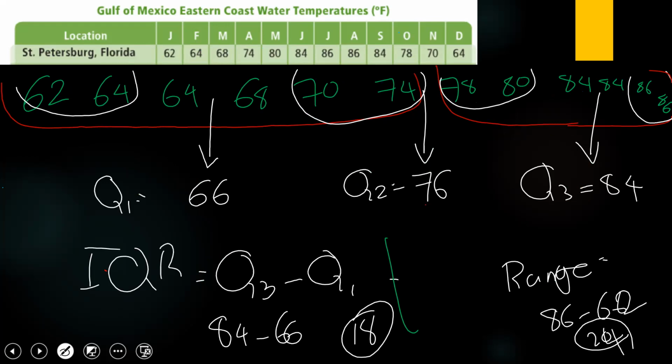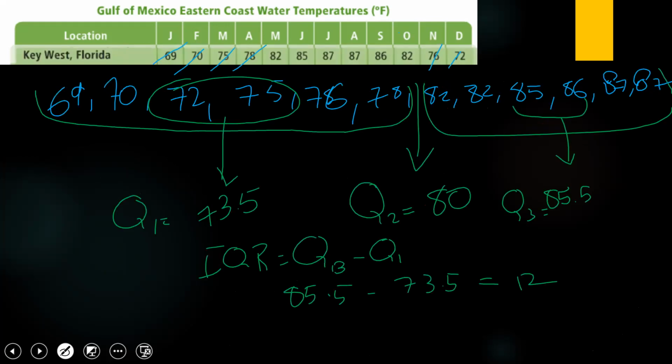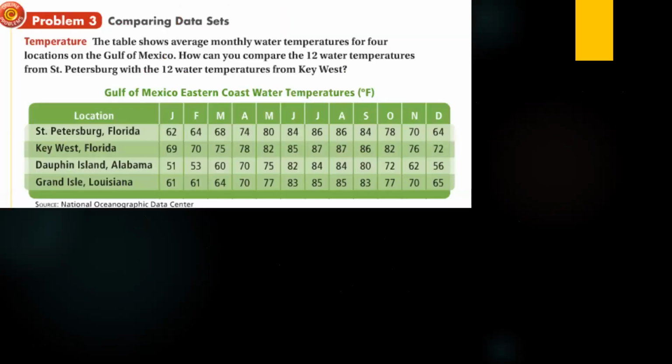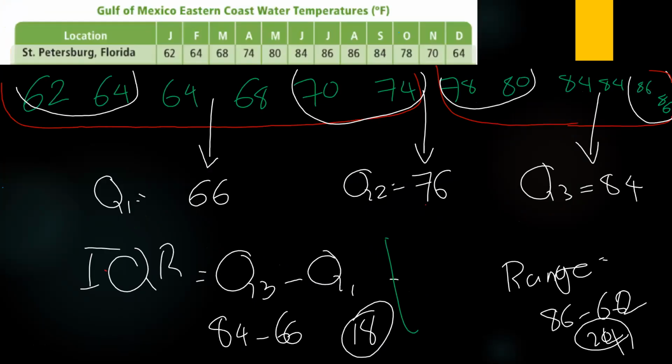Now, which one has the greatest mean? In St. Petersburg, I think it was 75, and here it's 79. So which one has the greatest mean? Key West. This is how we compare the data. It tells you to find the same thing, but for Grand Isle and for Dauphin Island. You can solve it at home.